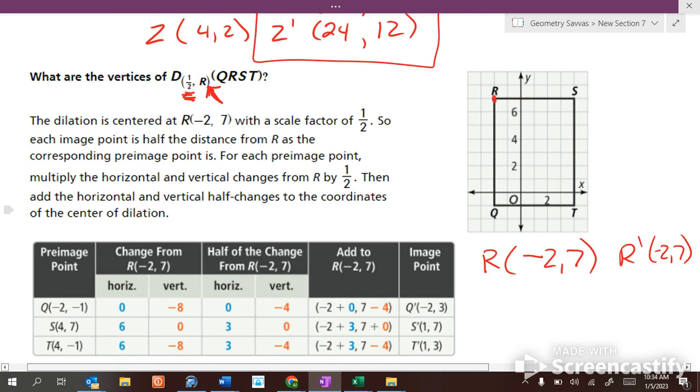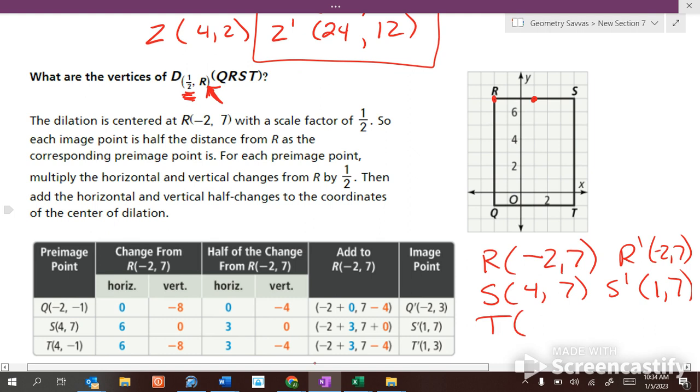S is going to be half as far away from R. So right now, S is 6 to the right. What's half of 6, Christina? 3. So S is only going to be 3 away from R. So S was originally (4, 7). So now it's going to be half as far away from R, so it's going to be at (1, 7).